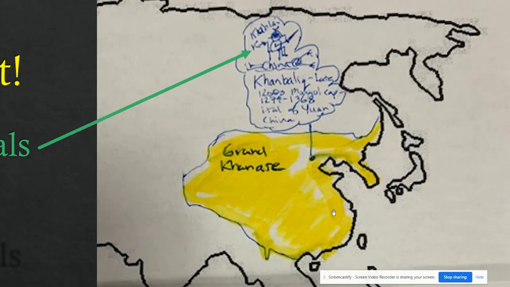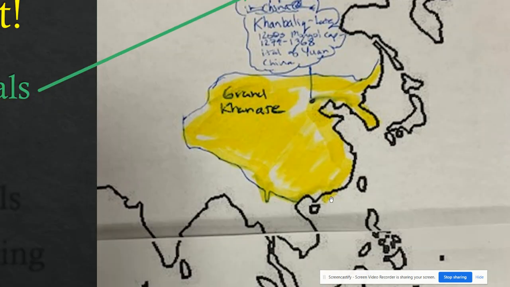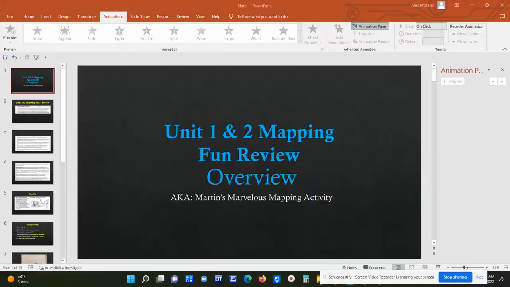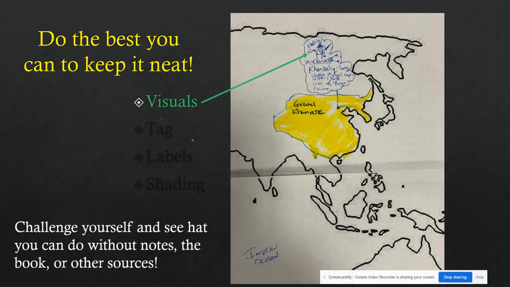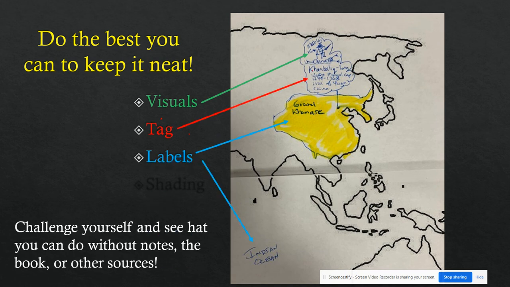Okay, and I smeared it when I highlighted it in yellow. Look at that highlighter job, it's awesome. All right, so that would be the visual. That also is the tag. Oops, where is it? This is the tag that came out wrong on those. Okay, the labels right here, Grand Khanate, and then right here, Indian Ocean. That's it. I just need a location for that stuff. And then the shading. What a beautiful job of shading. I have to tell you, that's shading. All right, that's the essence of what's going on.